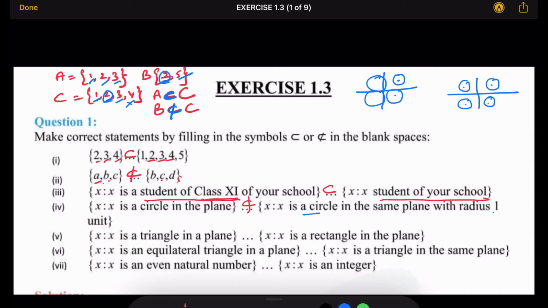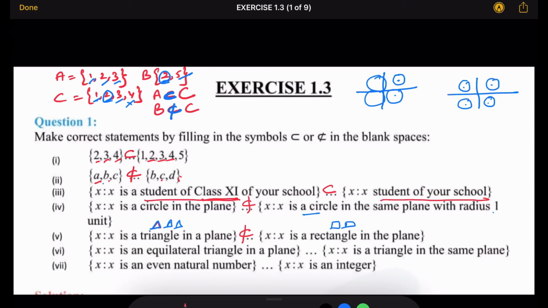Now in this set you are having only triangles. Only triangles are there in this plane. But in this plane you are having all rectangles. So therefore this will definitely not be, a triangle cannot be a rectangle, therefore it is not a subset. So the fifth one is not a subset of the second set. So {X such that X is a triangle in a plane} is not a subset of {X such that X is a rectangle in the plane}.